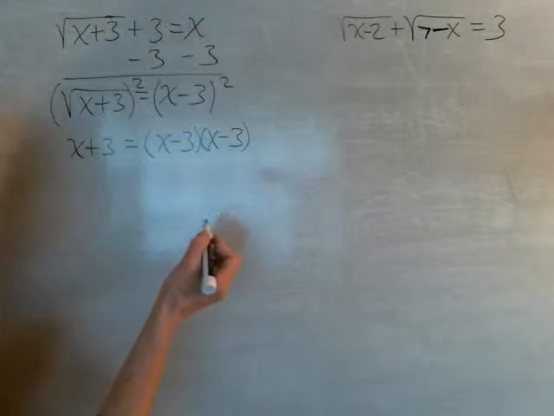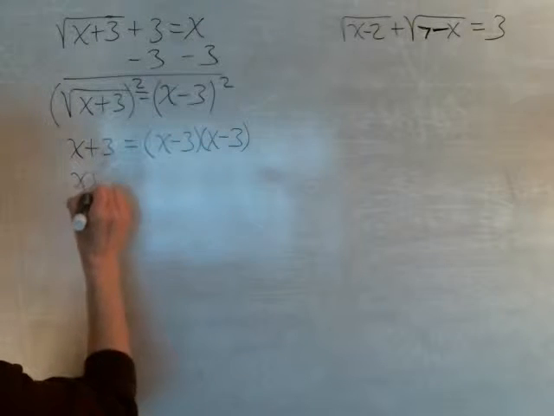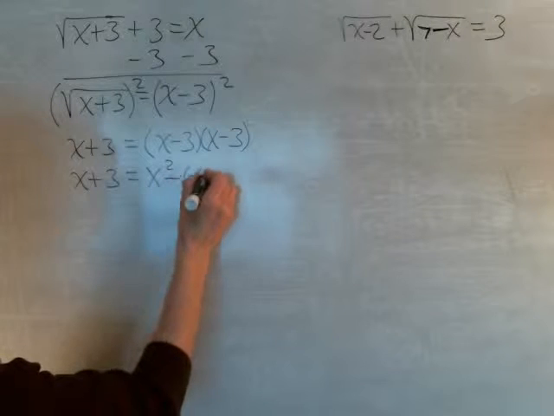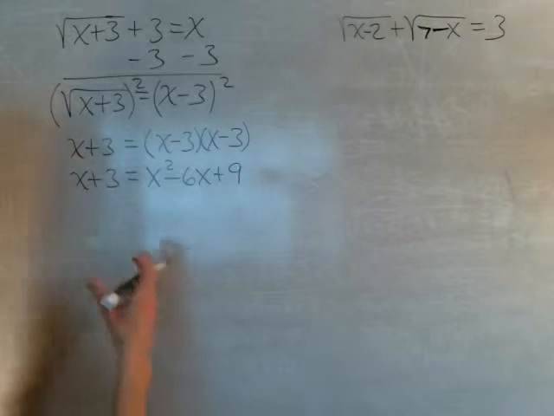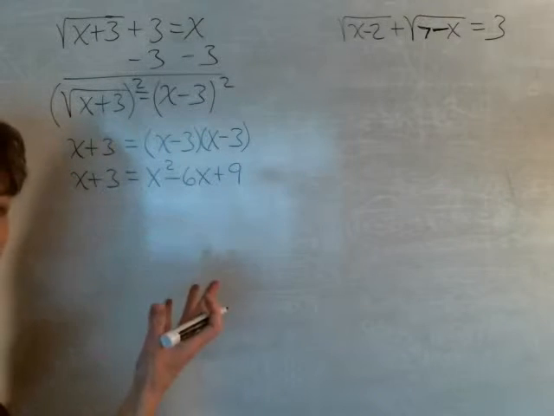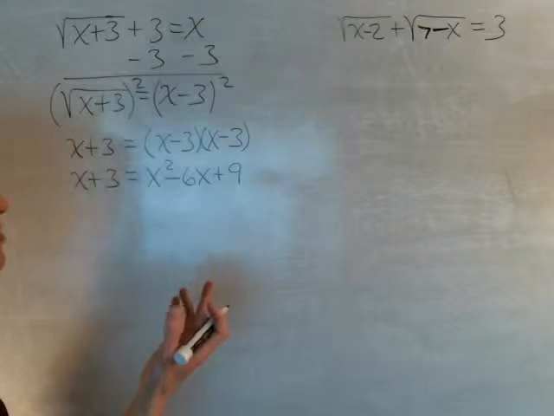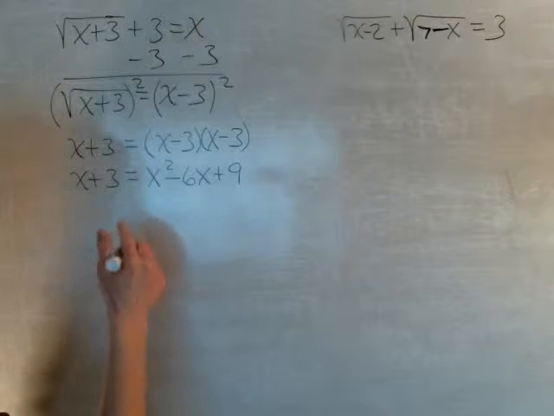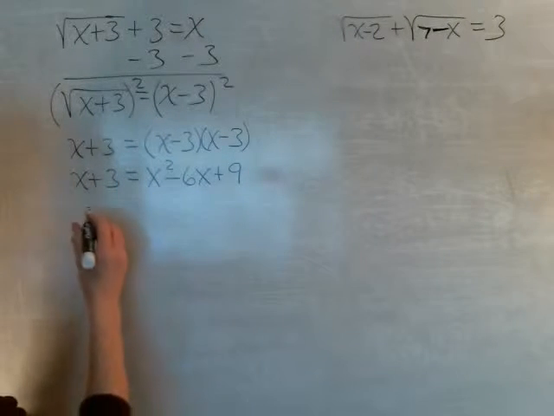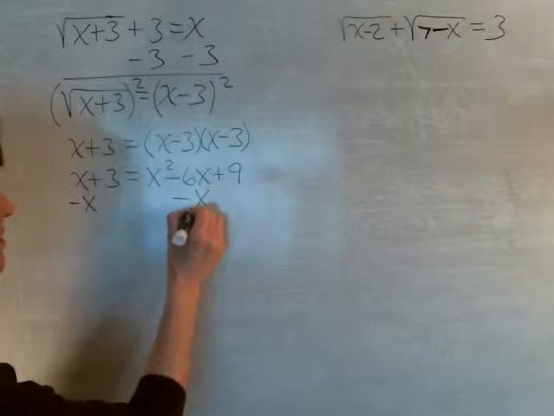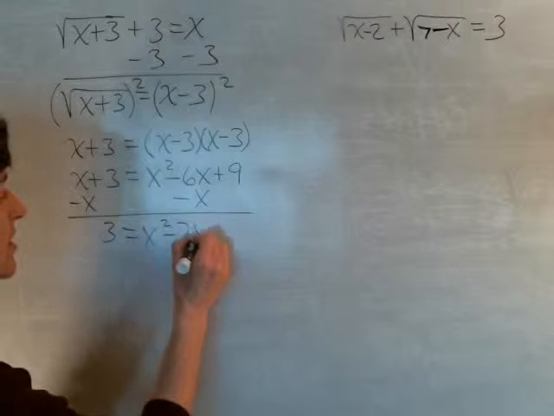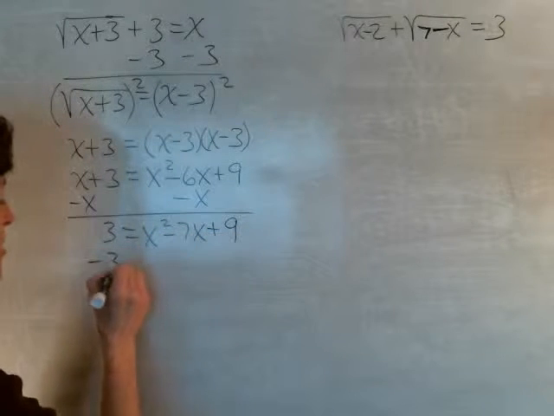So we're going to need to use FOIL to multiply this out. So we've got x plus 3 equals, and then x squared minus 6x plus 9. Now this is a quadratic equation. When you solve a square root equation and the square root signs go away, you're going to either have a linear equation or a quadratic equation. All right, so we're going to move everything to one side, have 0 on the other, so I'm going to subtract my x. And then I'll have 3 equals x squared minus 7x plus 9. And then I'll subtract my 3.